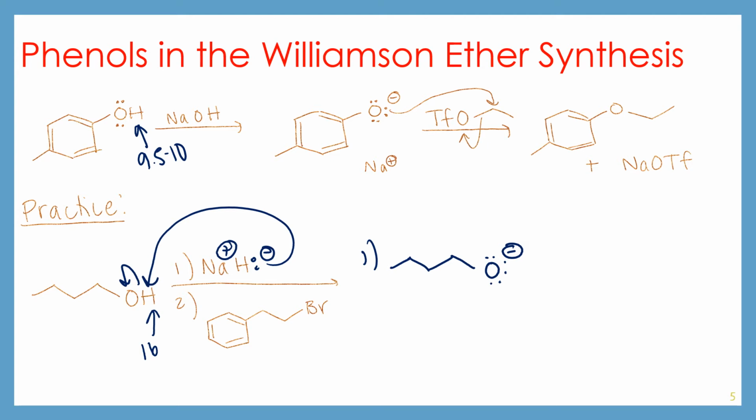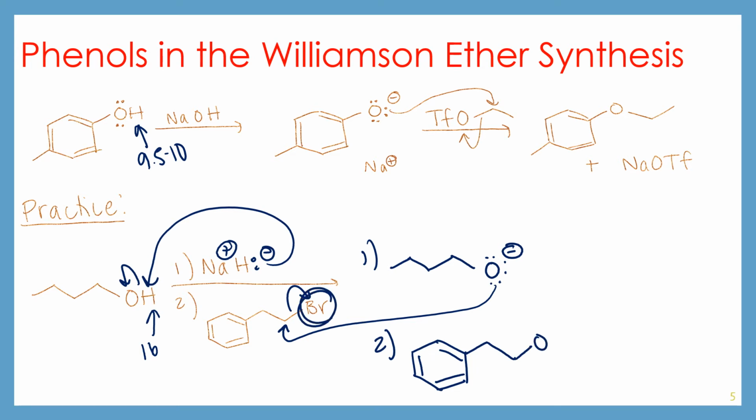And then in step 2, you introduce your alkyl halide. And this is just an SN2 reaction at this point. You attack here, kick out bromine, and your final product in just one step has all the carbons from your alkyl halide. And then in the place of the bromine, we're going to have our 1-butoxy group.